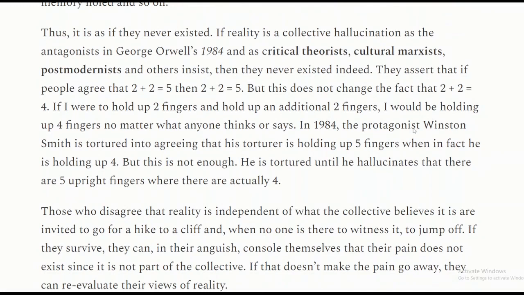If reality is a collective hallucination, as the antagonists in George Orwell's 1984 and as critical theorists, critical race theorists, cultural Marxists, postmodernists, and others insist, then they never existed indeed. They assert that if people agree that 2 plus 2 equals 5, then 2 plus 2 equals 5. But this does not change the fact that 2 plus 2 equals 4. If I were to hold up 2 fingers and an additional 2 fingers, I would be holding up 4 fingers, no matter what anyone thinks or says.